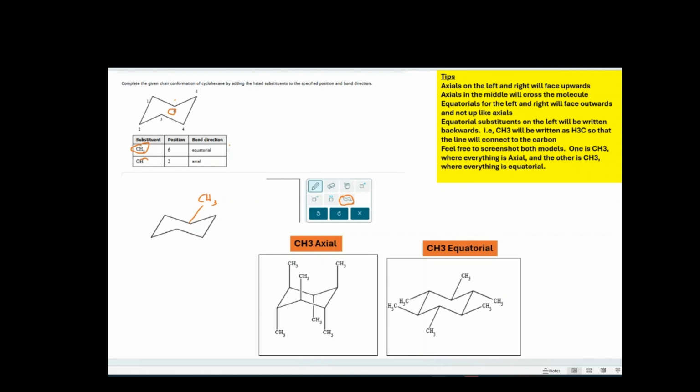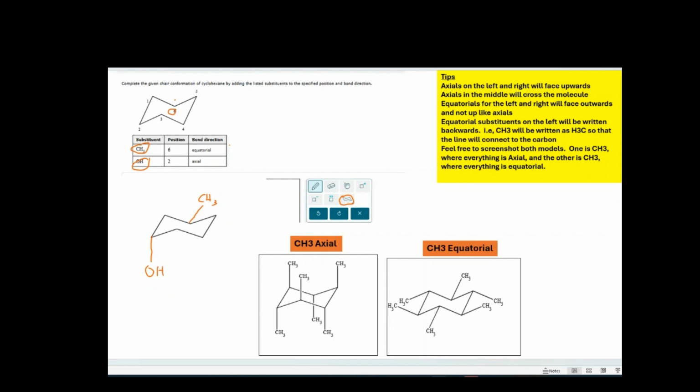The next one, it wants me to do OH. And OH is going to be in position number 2, so right here to the left. And it's going to be axial. And I'm going to look right here, and I see the axial is going down. So I'm going to go down and CH. Oh, no, sorry. I got the wrong molecule on there. I'm going to write OH. And this would pretty much be right in ALEKS, so you'll get it right if you just follow and solve this method.